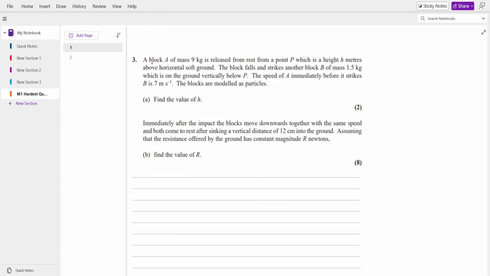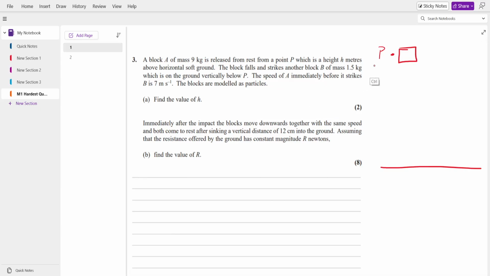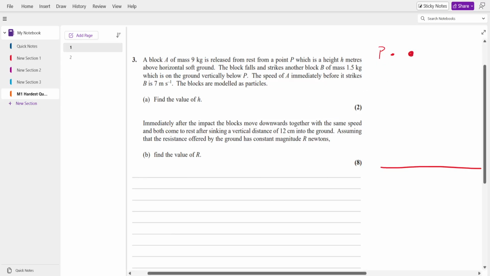Let's read. It says a block of mass 9 kilograms is released from rest from a point P, which is h meters above a horizontal soft ground. So if we have a horizontal ground, there is a point P here, and on this point we have a block of mass, which later in the question is modeled as a particle, so I will just model it as a particle and call this P. So this is block A, this is point P. They're both at the same place.